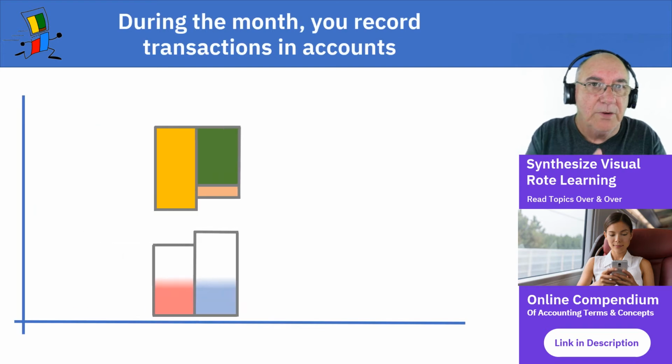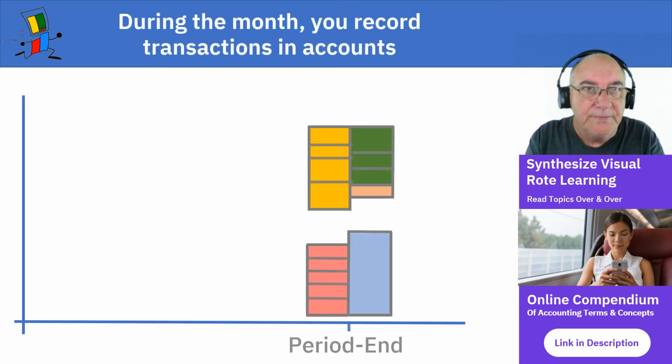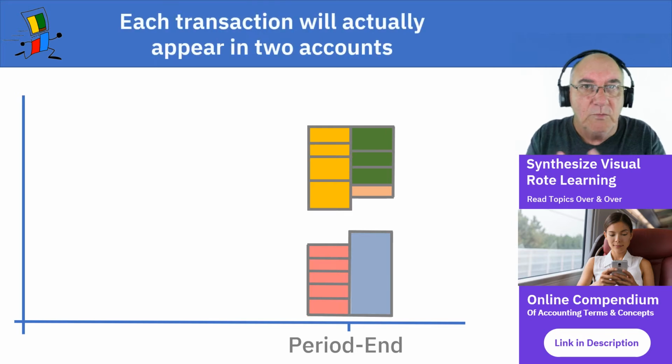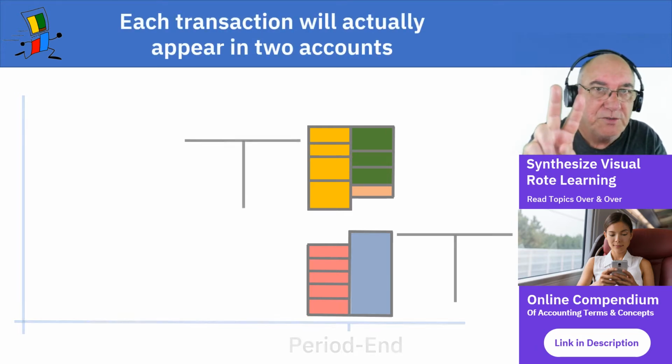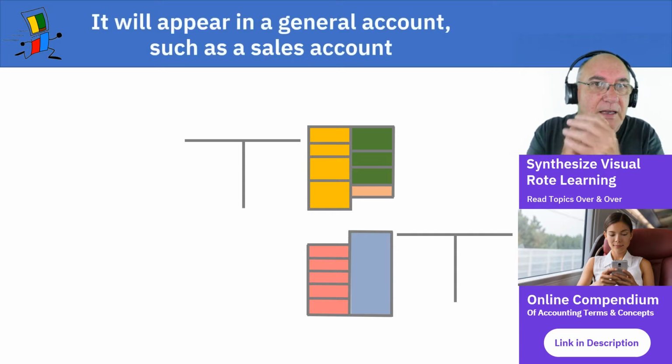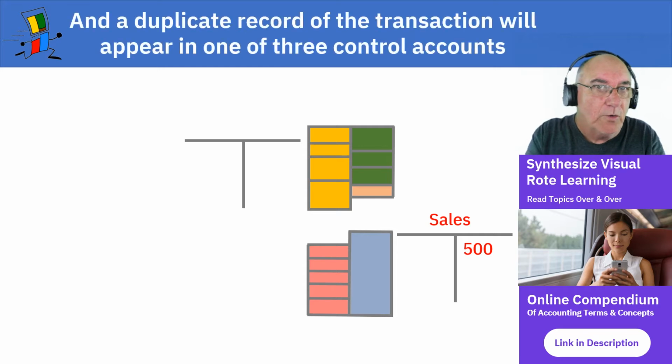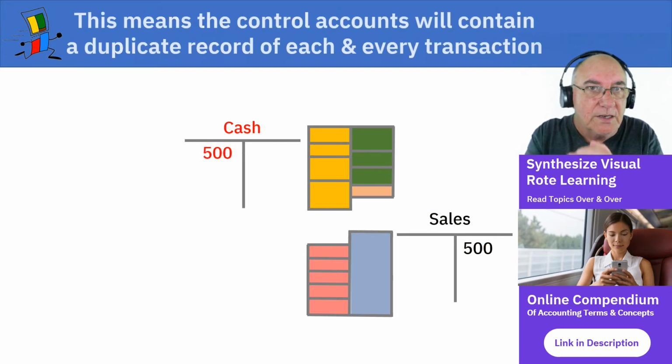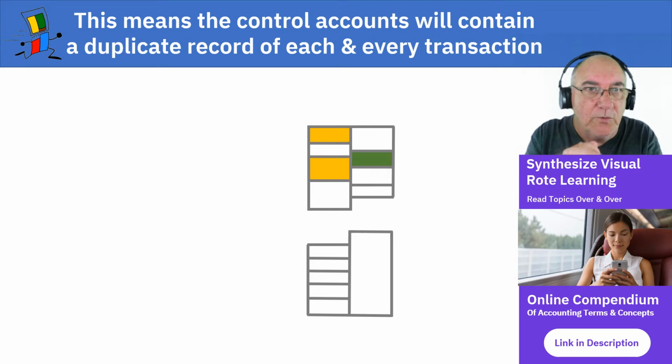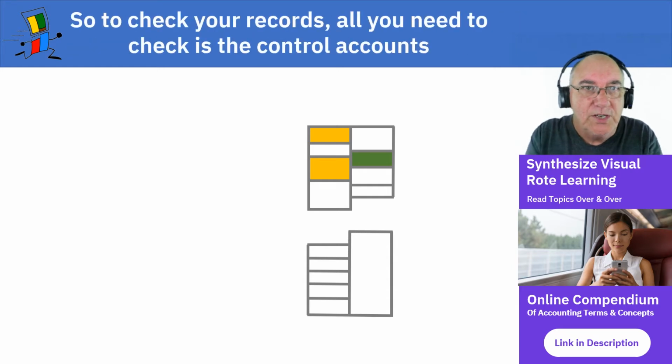During the month, you record transactions in accounts. Each transaction will actually appear in two accounts. It will appear in a general account, such as a sales account, and a duplicate record of the transaction will appear in one of three control accounts. This means the control accounts will contain a duplicate record of each and every transaction. So, to check your records, all you need to check is the control accounts.